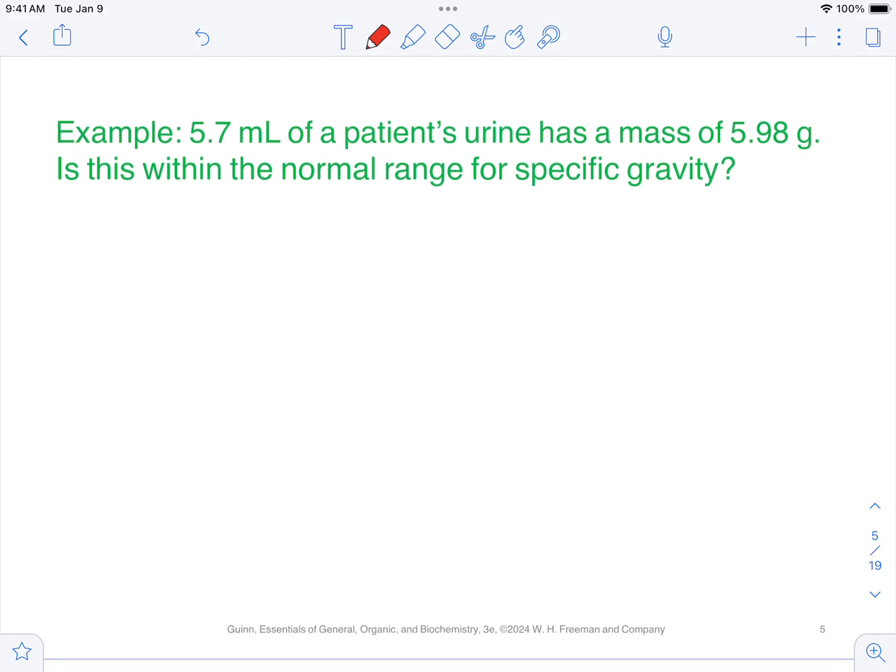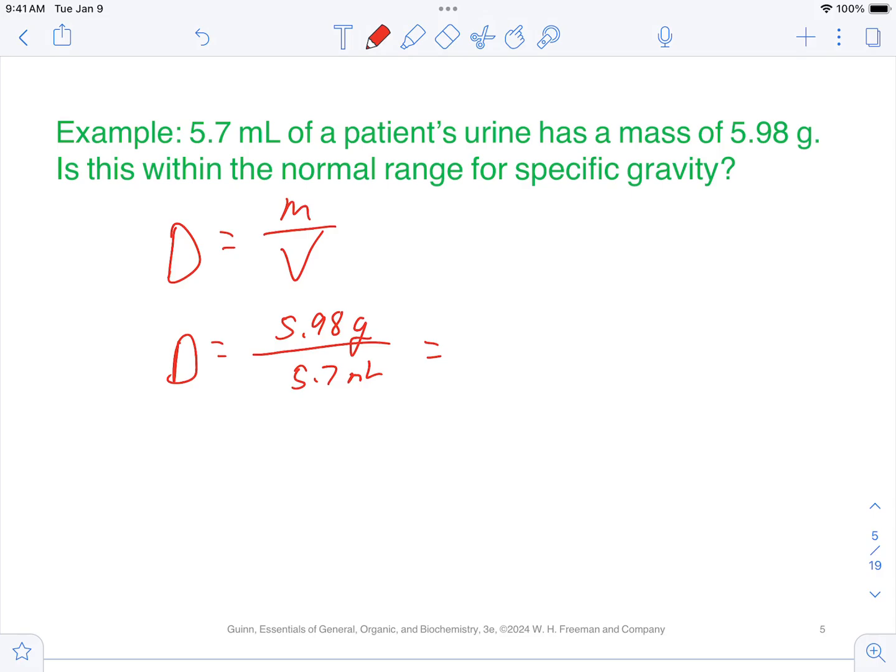So here is an example. 5.7 milliliters of a patient's urine has a mass of 5.98 grams. Is this within the normal range for specific gravity? So to use that specific gravity formula, first we have to find the density of this patient's urine. So that is m over v. The mass would be 5.98 divided by 5.7.